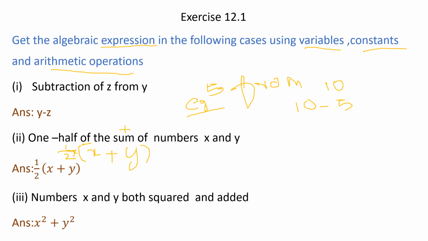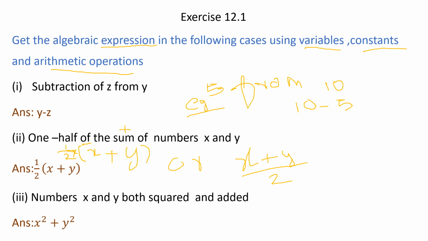X plus y. Or you can write 1 into x, 1 into y. You can write this expression like this also. This is also a correct answer. Or x plus y by 2, this is also correct. Or else you can write 1 by 2 inside the bracket x plus y. So 1/2 of the sum of numbers. We have to add two numbers. What are the two numbers? X plus y. So 1 by 2 we are multiplying with the term x plus y.